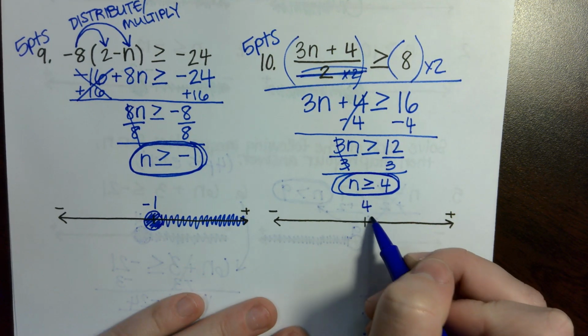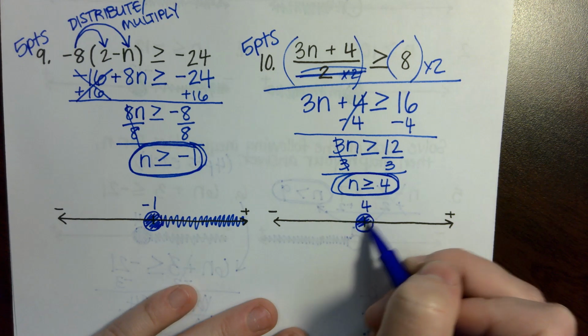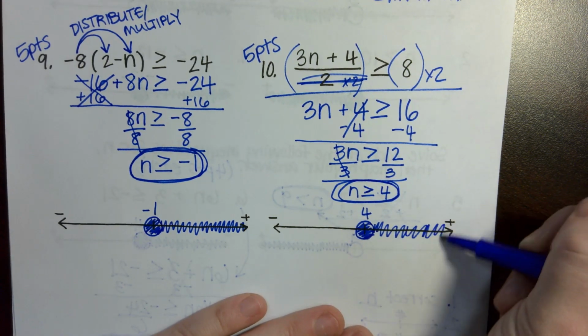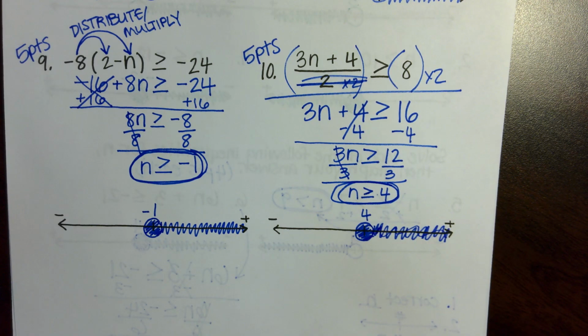Now let's graph it. 4 on my tick mark. Circle it. Closed. I shade it. Right or left? To the right. Yes, to the right. Awesome.